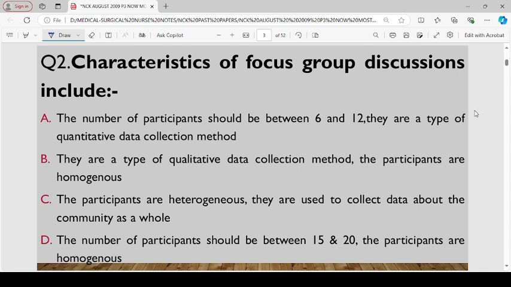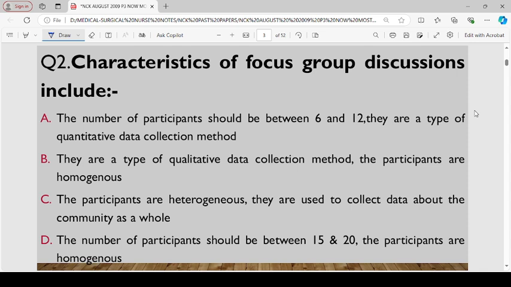Question number 2. Characteristics of focused group discussions include... All right, we all know that focus group discussions are qualitative research designs. They are low-cost surveys. You just use a trained moderator, and you could pick a group consisting of about 6 to 12 members, and this is more of a homogeneous group. And of course, the discussion should take about 60 to 90 minutes, right?